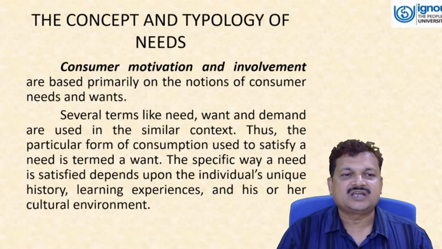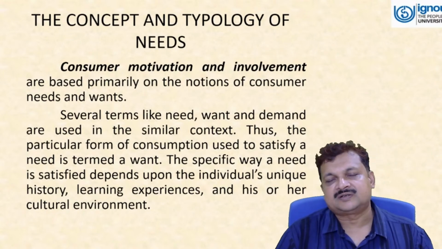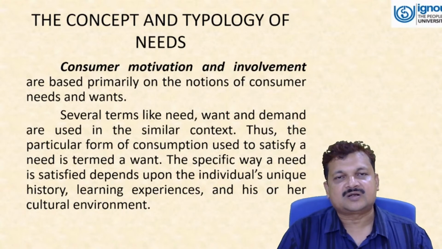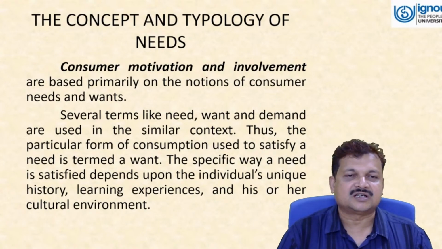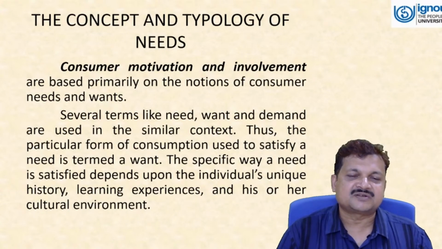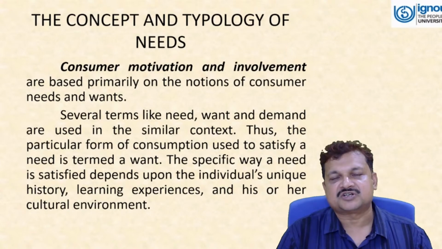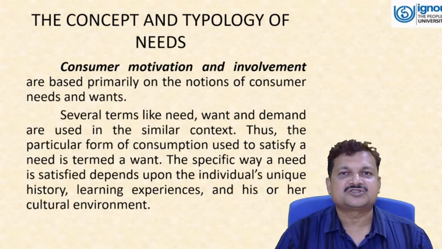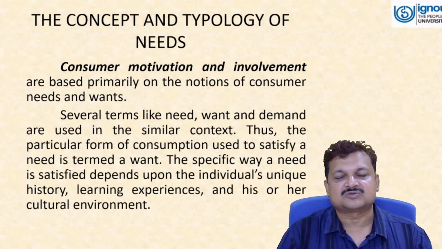The specific way a need is satisfied depends upon the individual's unique history. So our requirement, or what kind of product we are purchasing, is also based on our previous history, what kind of products we have purchased. We can understand it very well through certain research which shows that human behavior can be studied if we go through the credit card and debit card history of a particular person. What is the purchase pattern? What kind of products has he purchased through the credit card and debit card? So this history is going to give you the personality of that particular person.